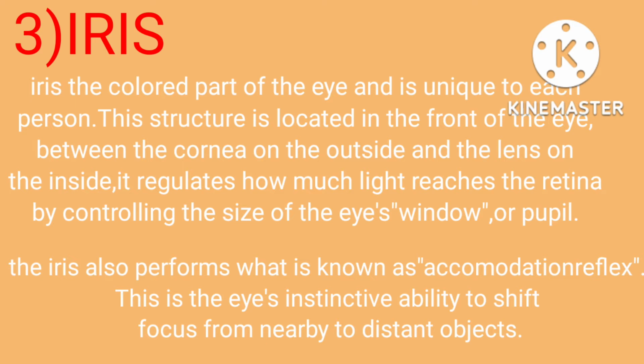Number 3. Iris. The iris is the colored part of the eye, and is unique to each person. This structure is located in the front of the eye, between the cornea on the outside and the lens on the inside. It regulates how much light reaches the retina by controlling the size of the eye's window, or pupil. The iris also performs what is known as the accommodation reflex. This is the eye's instinctive ability to shift focus from nearby to distant objects.